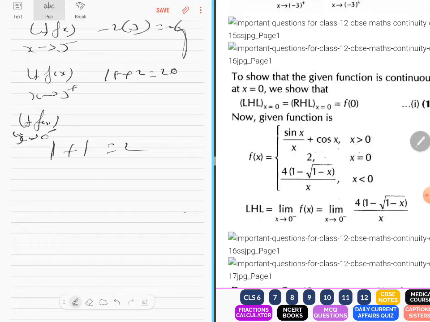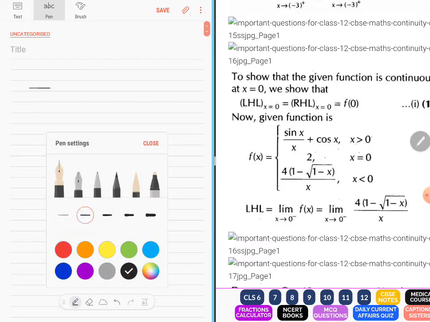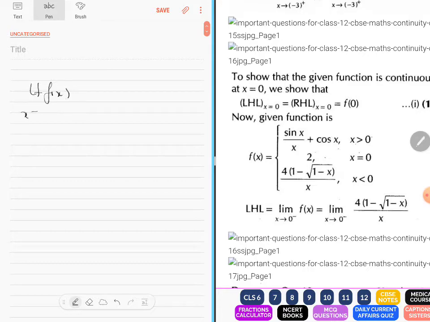So, this is right, x is greater than 0, is it? Okay, I made a mistake, so I should have done it for the left limit first. Sorry. So then let's do it for the left limit, which is what I am supposed to do first. Limit of f of x as x tends to 0 from the left. What is the formula? 4 into 1 minus root of 1 minus x by x.